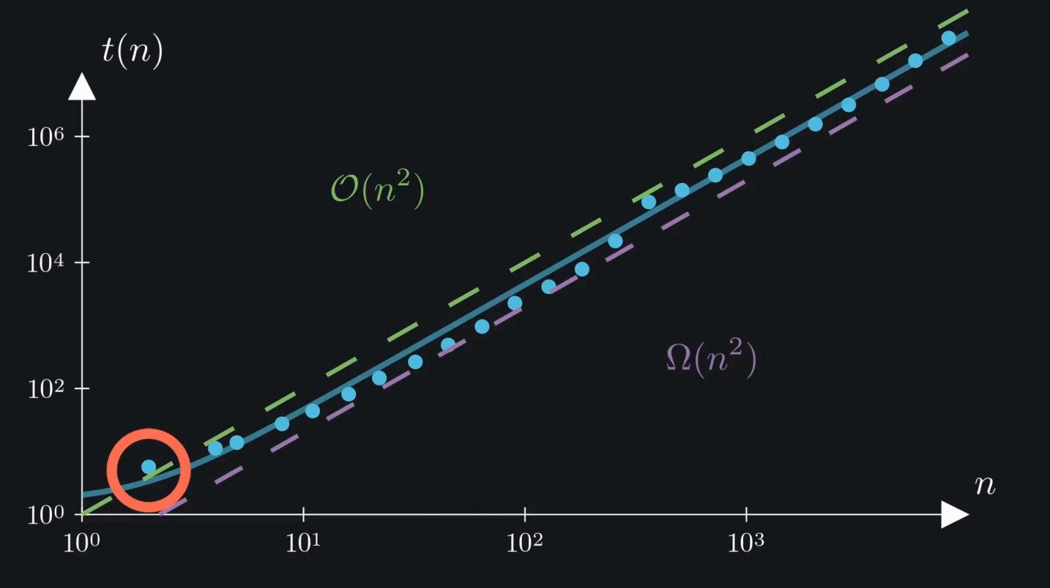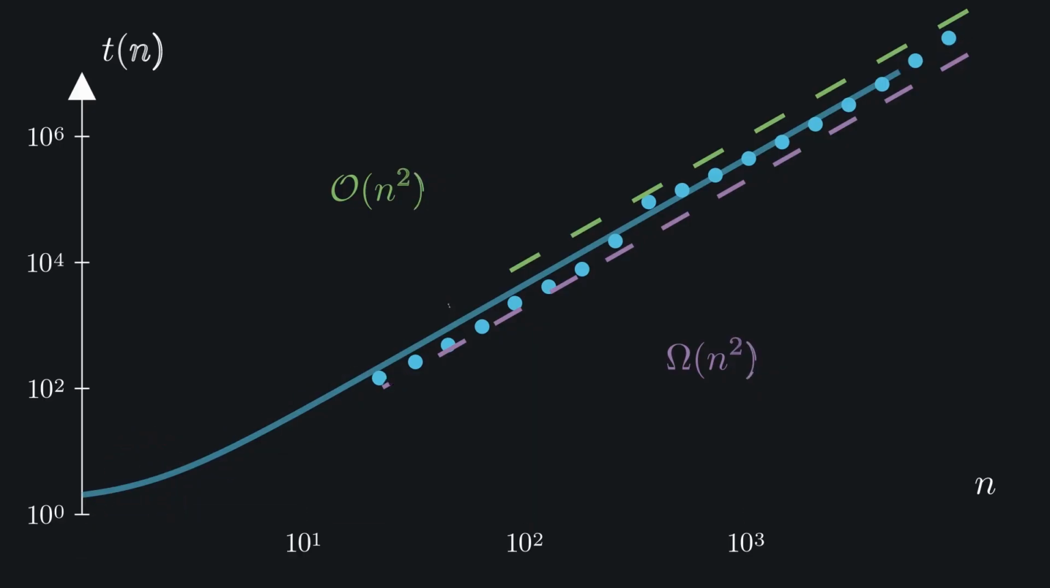This idea of being eventually bounded is important because it reinforces the idea that big O notation is only really accurate for describing how a function evolves in the large n limit. Later on in this video, we'll see an example of how big O notation breaks down at smaller values of n.